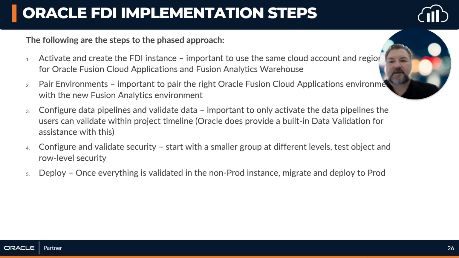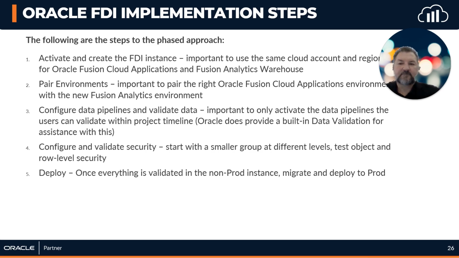Implementation steps. So the first step in the process is to activate and create the FDI instance. We like to suggest there are some important steps here that need to be paid attention to. But the first step is activating your instance, setting up and configuring it, and it has to be tied or paired to your Fusion application environment. Secondly, you're going to configure your data pipeline and validate the data. And then you're going to configure and validate your security.